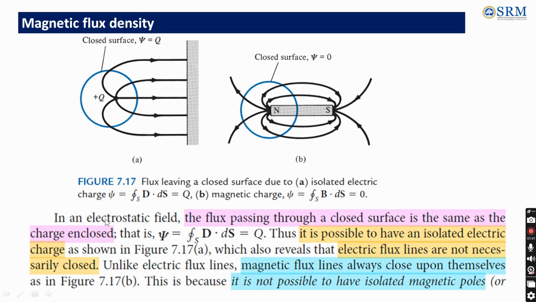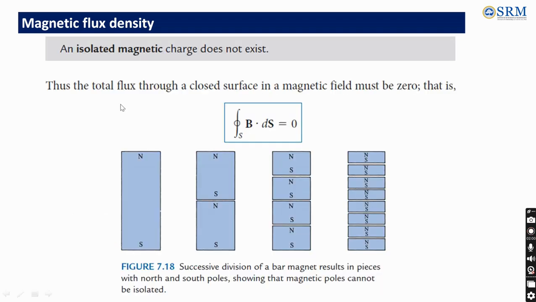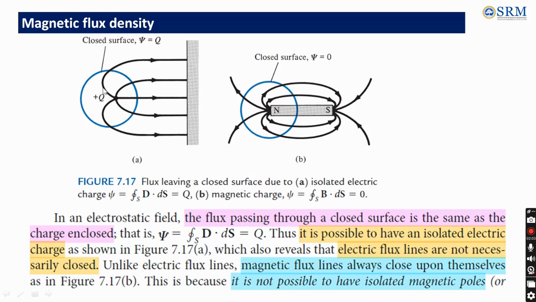So now let us understand the final Maxwell equation. For that we consider the flux leaving a closed surface. Due to the isolated charge, we can see here the flux is equal to the charge enclosed within the surface, right? It is a positive charge. So the flux lines will orient from the positive charge towards infinity. So flux psi is equal to the closed surface integral of D dot dS, that is equal to the charge enclosed, that is for the electrostatic field.